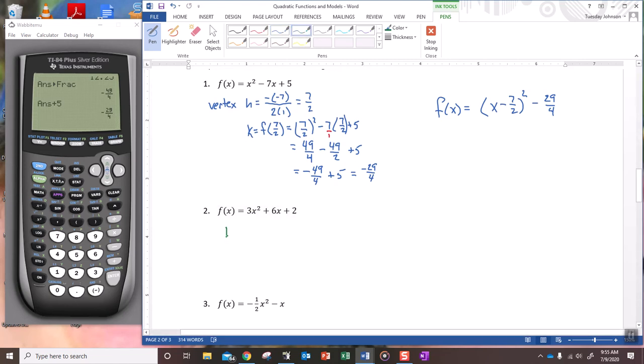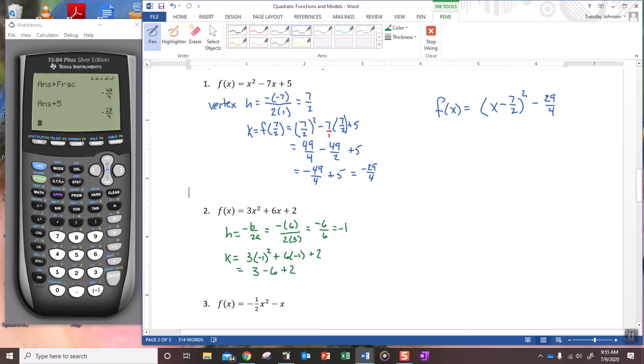So my vertex, my h value, is negative b over 2a. That's a negative 6 over 2 times 3. That's a negative 6 over 6, which is a negative 1. My k value is 3 times negative 1 squared plus 6 times negative 1 plus 2. Negative 1 squared is 1. 1 times 3 is 3. 6 times negative 1 is negative 6 plus 2.